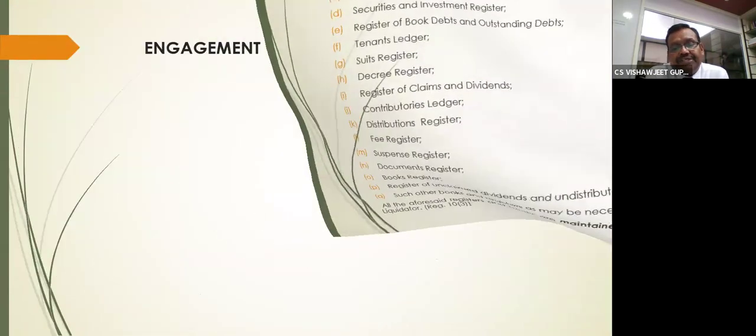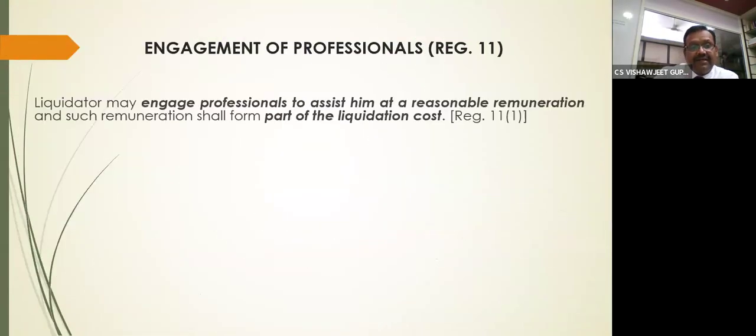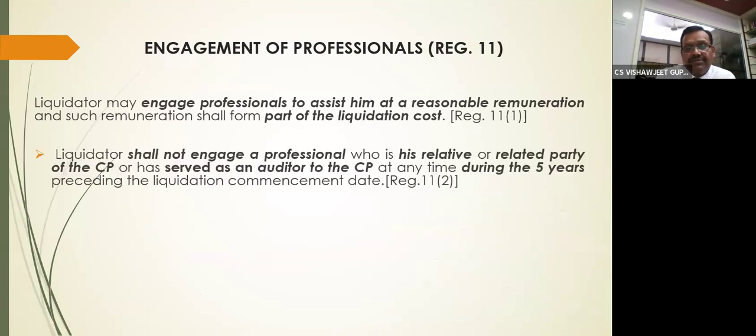Now, engagement of professionals. Regulation 11 says that the liquidator may engage professionals to assist him at reasonable remuneration, and such remuneration shall form part of the liquidation cost. So you can engage professionals to assist you in the voluntary liquidation process. The liquidator shall not engage a professional who is his relative or a related party of the CP or has served as an auditor to the CP at any time during the 5 years preceding the liquidation commencement date.